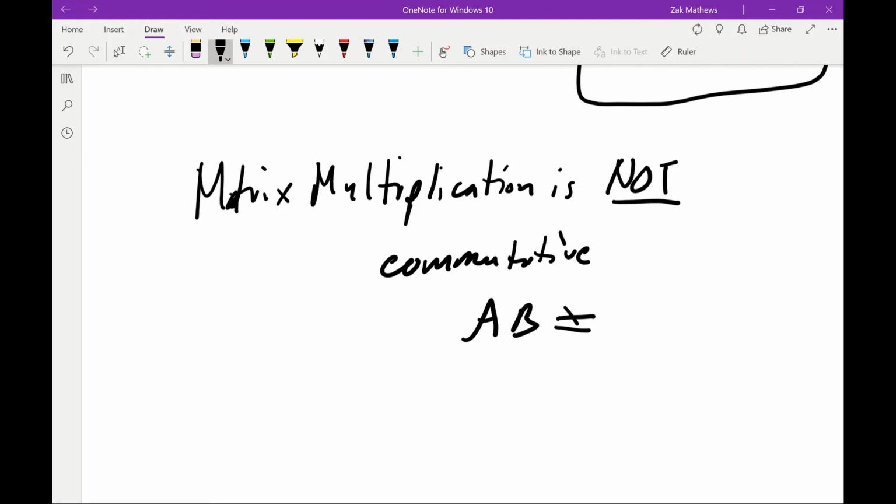AB does not equal BC, with a few exceptions. AB does not equal BA, rather. AB does not equal BA. We cannot switch the order of the matrices and expect to get the same thing.